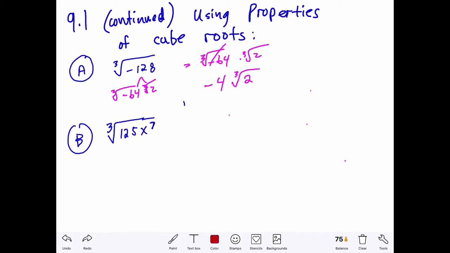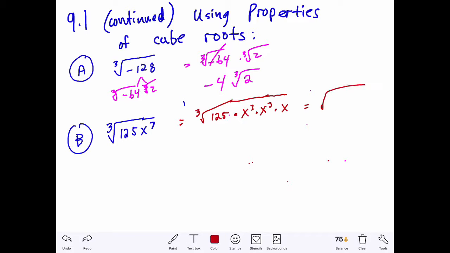Okay, how about something like the cube root of 125 x to the 7th? Well, if I have a variable, I see 125 is already a perfect cube. I can always break it up into 125 multiplied by x cubed times x cubed times x. And I like to do it this way because then I know for each x I'm bringing out, I can account for it.